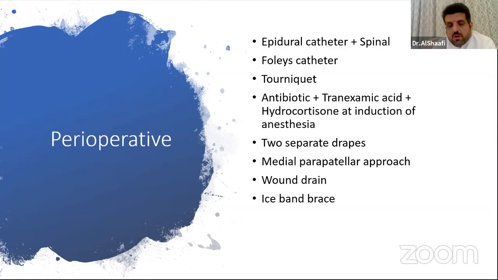During the surgery, we are using epidural and spinal anesthesia together. A Foley catheter is inserted. We are using a tourniquet, antibiotic, tranexamic acid, and hydrocortisone at induction of the anesthesia. We are using 2 separate drapes. We are not doing it at the same time. We finish one side, then re-drape and go for the other leg. We are using the medial parapatellar approach. Of course, we are using a wound drain, and we use a post-op ice band brace.